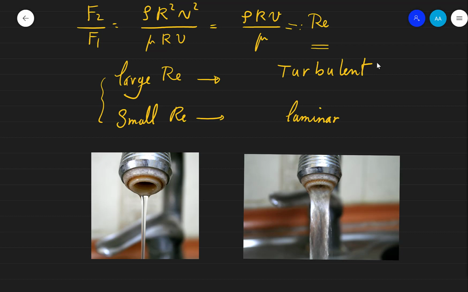When the flow velocity of water emerging from the water tap is low, the water column is transparent and its surface is smooth, like in this image. This case corresponds to low Reynolds number, and the flow is laminar. When the flow velocity is high, it corresponds to a high Reynolds number. The water column is opaque, almost white, and its surface is wavy. The flow is turbulent in this case.